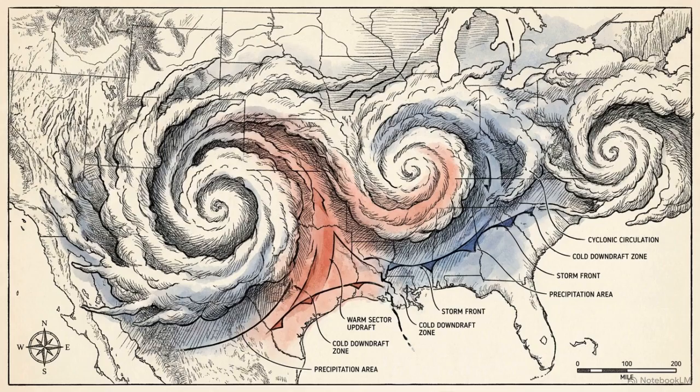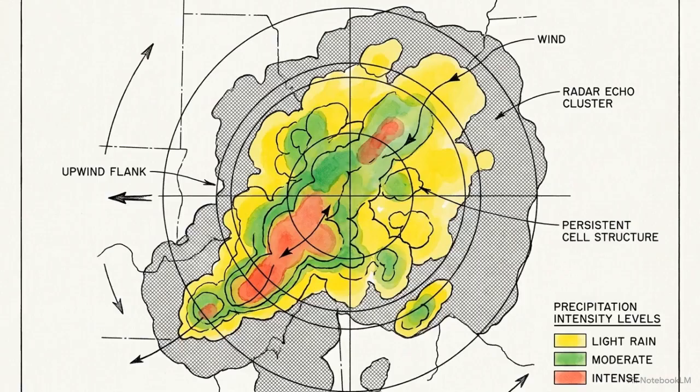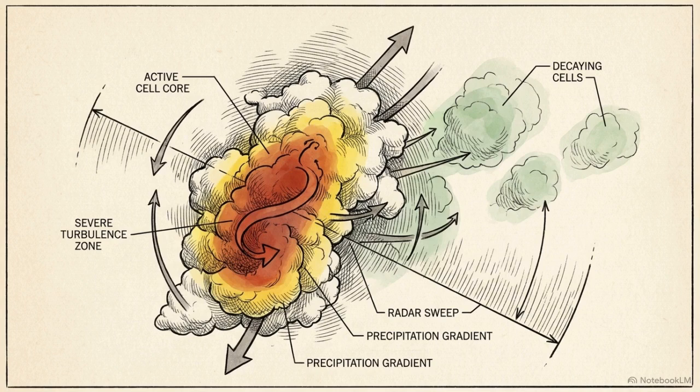But storms rarely remain isolated. They organize into broader, more persistent structures. This radar map shows a multicell storm. It is a persistent cluster of individual cells at varying stages of development. New cells continuously develop on the upwind flank to replace the older dissipating cells. Even though one cell dies quickly, the system as a whole can persist for hours.